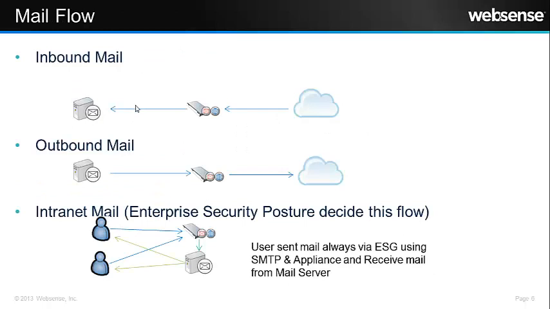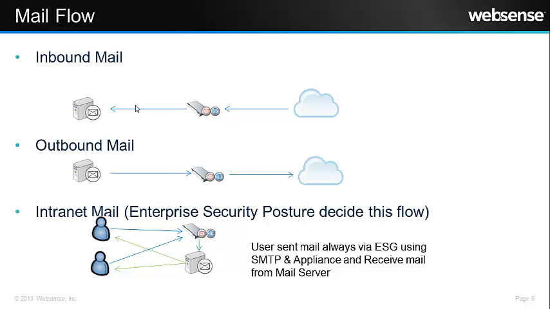Email flow. There are three mail flows involved. Inbound mail: mail coming from the internet is received by the appliance. These mails are scanned and clean mails are delivered to the mail server, which is later accessed by the end user. Outbound mail: the mail from users reaches the mail server. The administrator will configure the smart host as the ESG, which scans the mail, and clean mail will be delivered to the internet by the ESG Appliance. Intranet mail: enterprise security policy decides scanning of internal mails by the ESG Appliance.